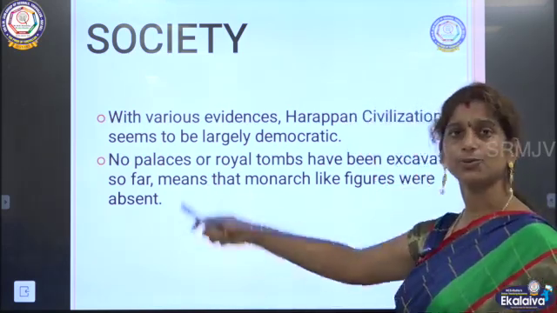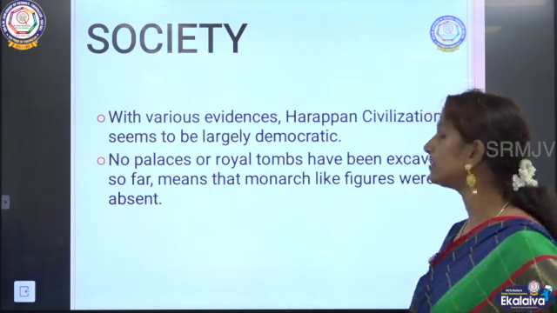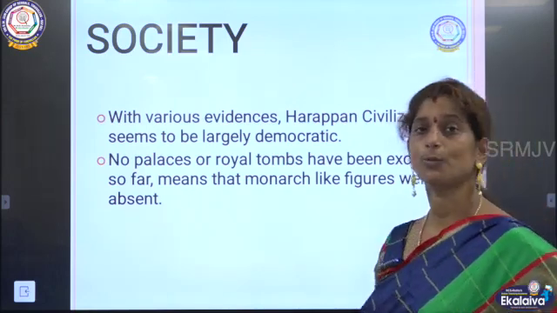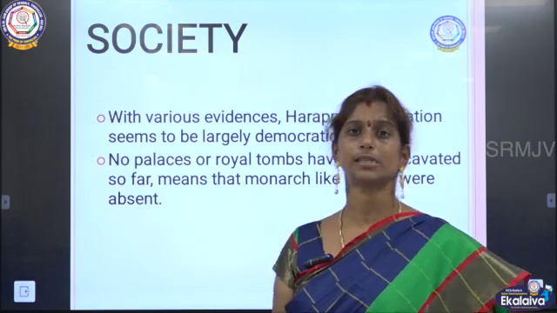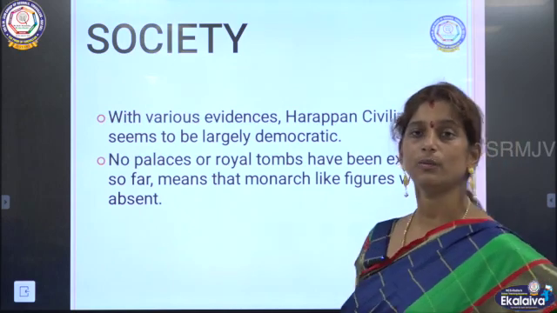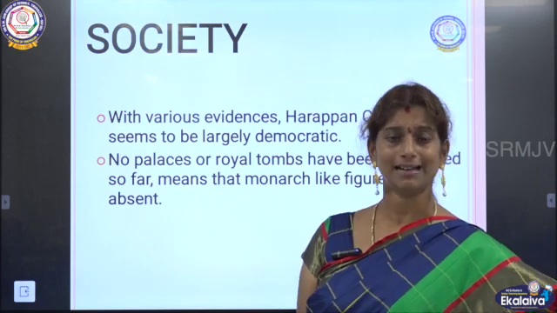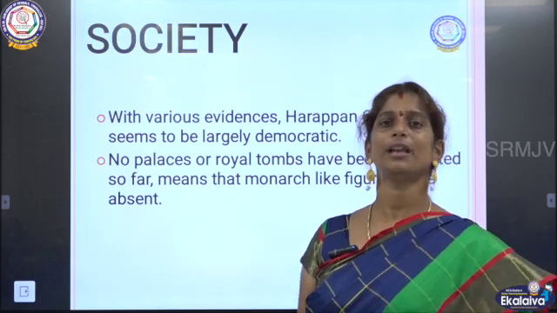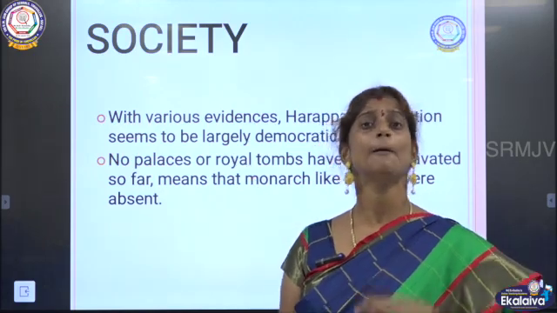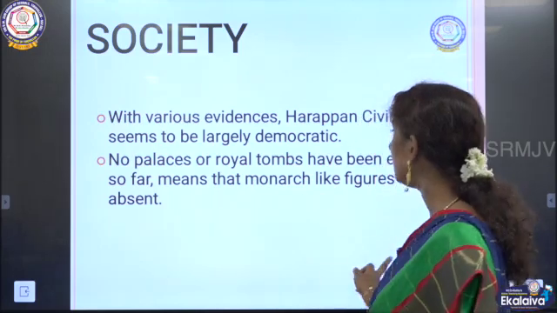As I told you now, no palaces or royal tombs have been excavated so far, which means that monarch-like figures were absent. A monarch is a person who rules the country or a particular state, right? A monarch is a king or a queen, usually we say. So no such palace or tomb has been found till date. Even till today, we have not found anything of that sort that belonged to this Harappan civilization. So a rule of king or queen was absent during this period.